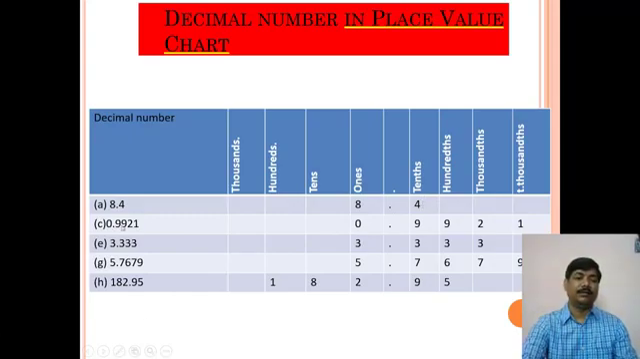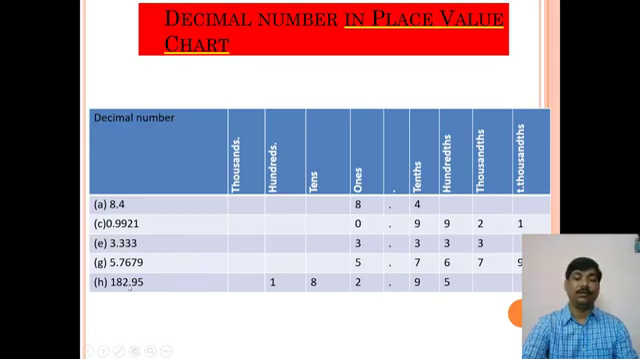Similarly, in this decimal number, the ones digit is 0, so we write 0 at the ones place. Here 9, the first place, is the tenths place. So the tenths place is 9. This is the second place, the hundredths place, and this is 9. This is the third place, the thousandths place, where we write 2, and 1 is at the ten-thousandths place. Similarly, in this number, the ones, tenths, hundredths, and thousandths digits are all 3.